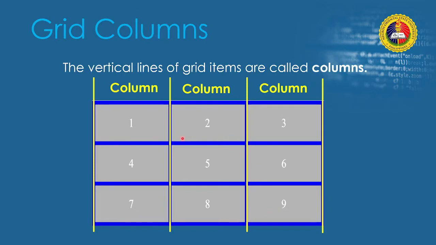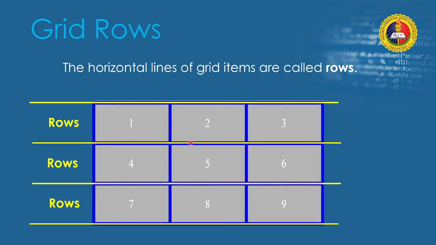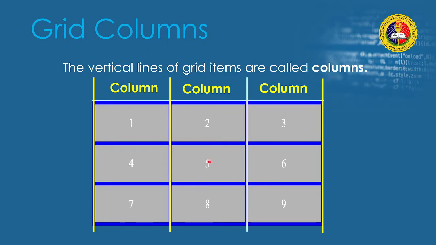Now, what do we mean by column? The vertical lines of the grid items are called columns, just like this. So if our grid container has nine grid items, then this alignment is called columns. Please take note of that. And then this right here, the horizontal lines of the grid items, are called rows. For example, item number 5 belongs to the second column and the second row. Do you get it?